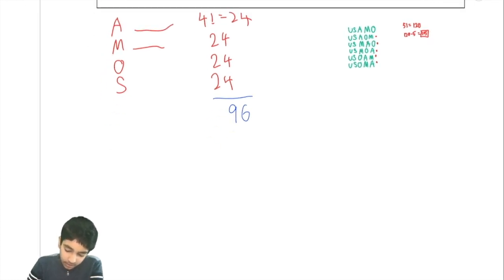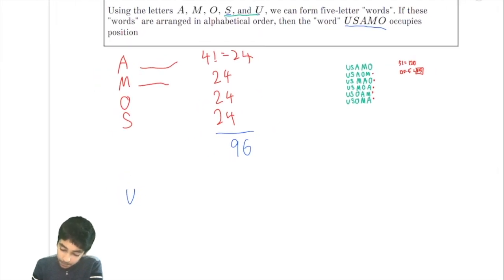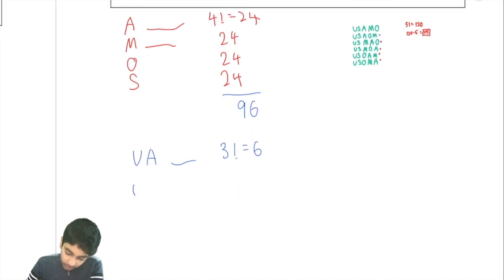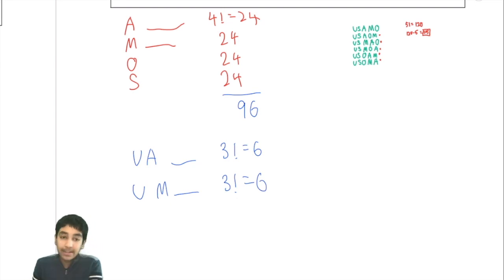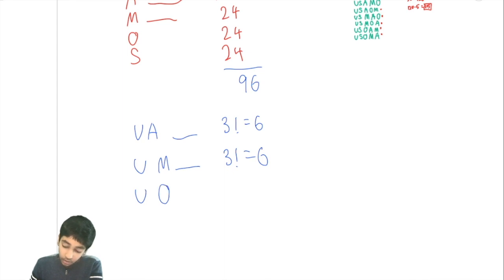Now, if the starting letter is U, let's look for the permutations where the second letter is either A, M, or O. For the permutations that start with U, how many start with A, M, or O? If it's UA, there are 3 factorial ways. If it's UM, it's also 3 factorial equals 6 ways, because you have 3 remaining letters and 6 ways to arrange them. Same thing for UO. So we add 18 other permutations that start with U but whose second letter is something different.